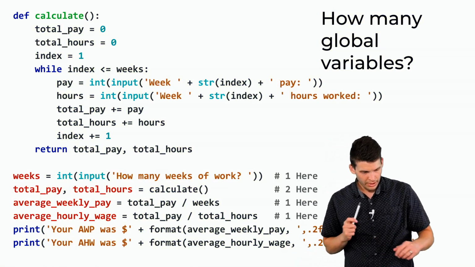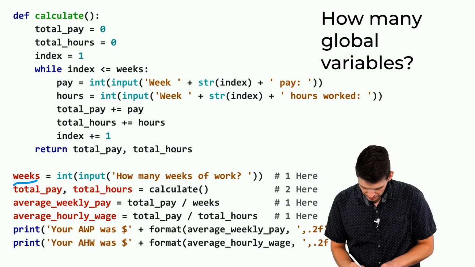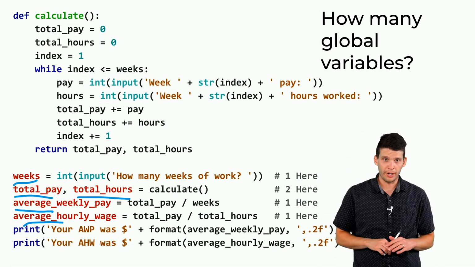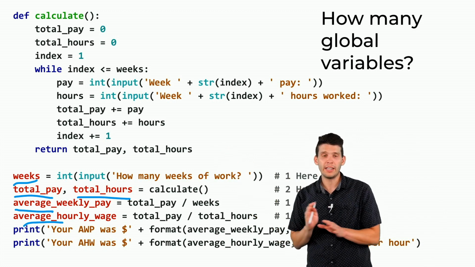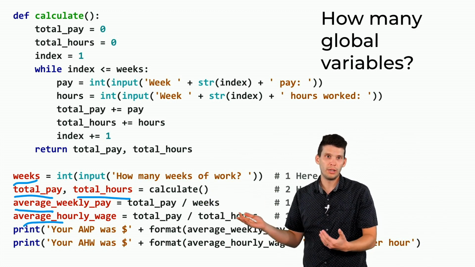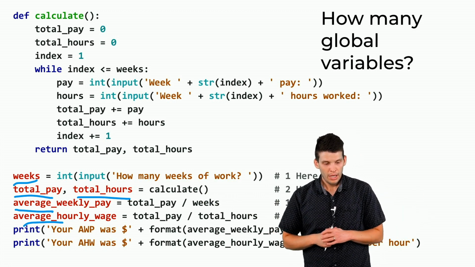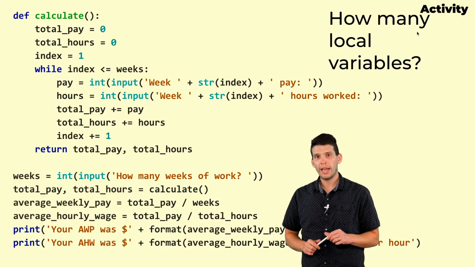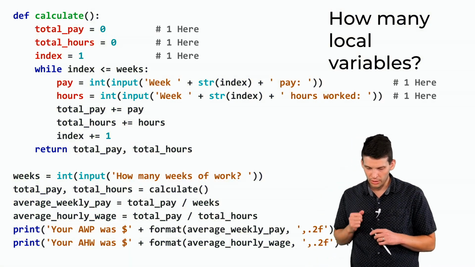Well, if you do the counting, there are 5 global variables. So one is declared there, one there, and there's actually 2 that are created there because the calculate function was designed to return 2 values, the total pay and the total hours, and so 2 get created there. These are considered global because, in this case, they're not in a function. But let's ask the other side of the question, which is, in this same code, how many local variables are there? Well, the answer to this is actually also 5.